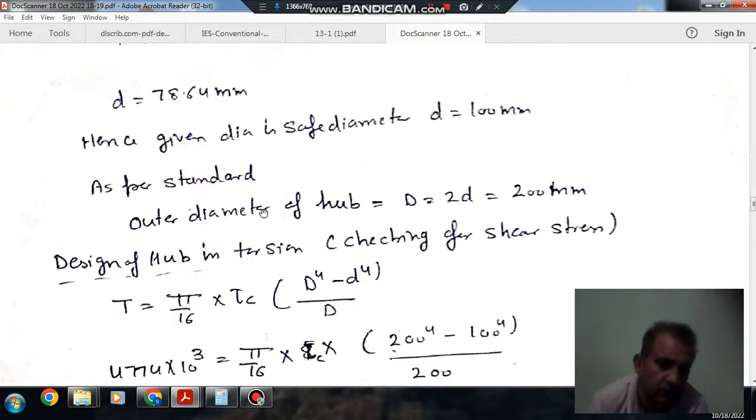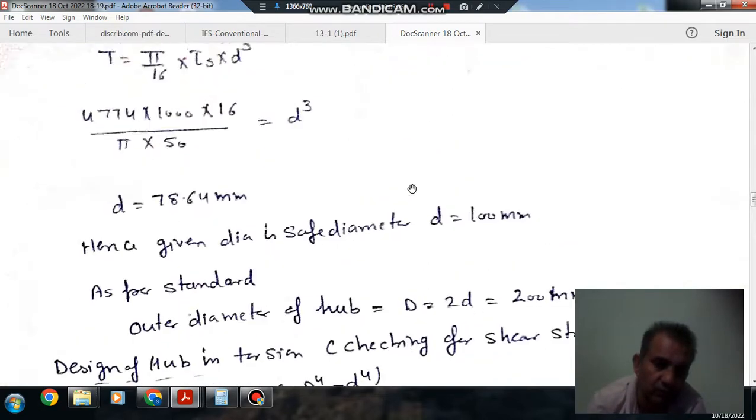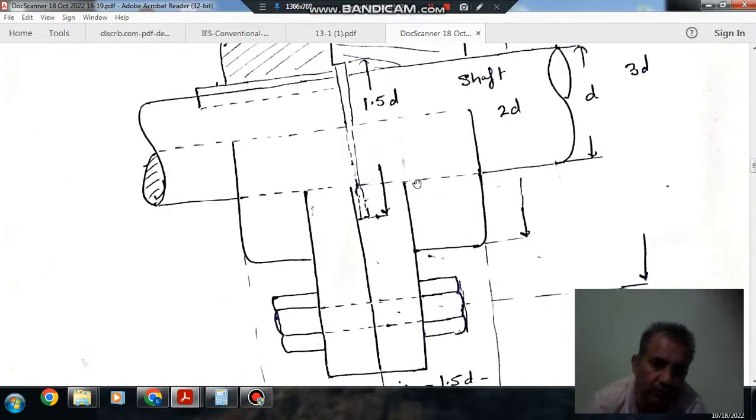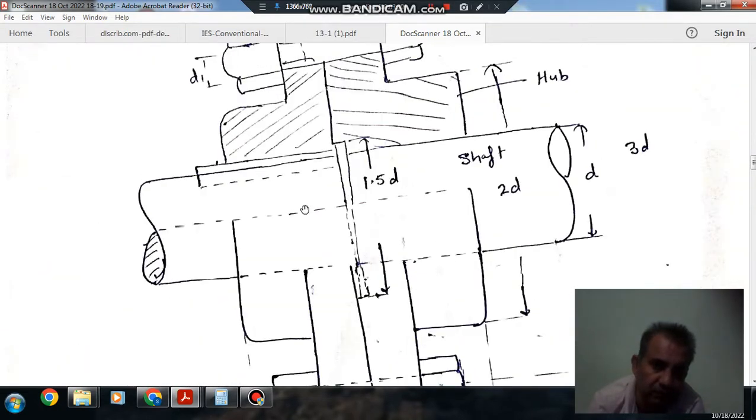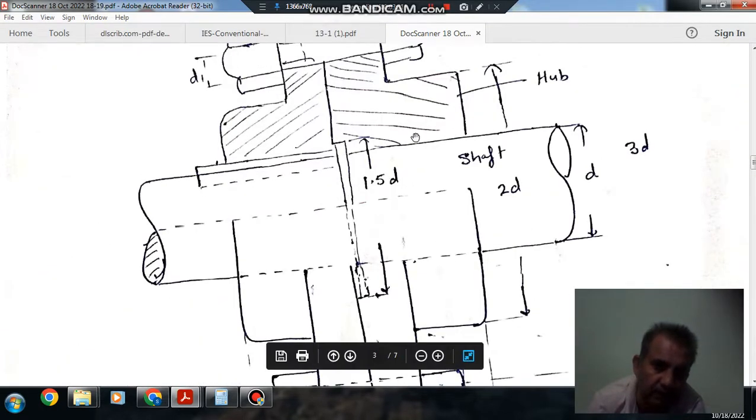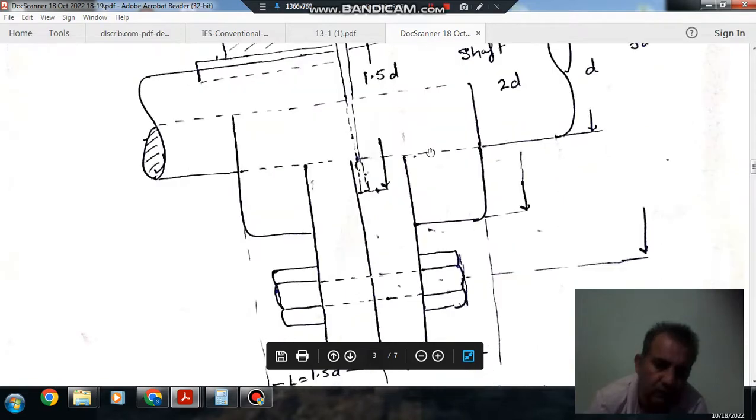Okay, so now we'll design the hub. According to standard, the outer diameter of hub is 2d, that is, if d is 100, then the outer diameter of hub is 200 mm. Now this hub is like a hollow shaft with outer diameter 2d and inner diameter equal to the shaft diameter. And this is made of cast iron.